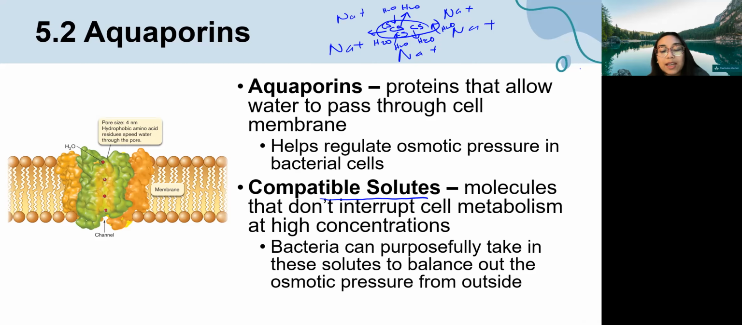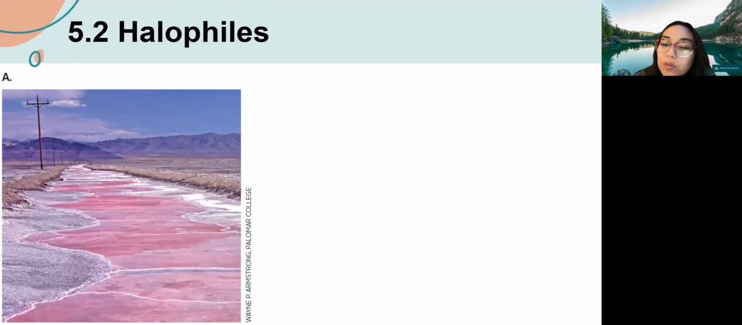So this is an adaptation that organisms like halophiles can do. A halophile is an organism that really likes salt. This is a picture of a salt lake. I guess it's pink because of the salt. Oh, no, it's pink because of the bacteria, but it's a very high concentration of salt.